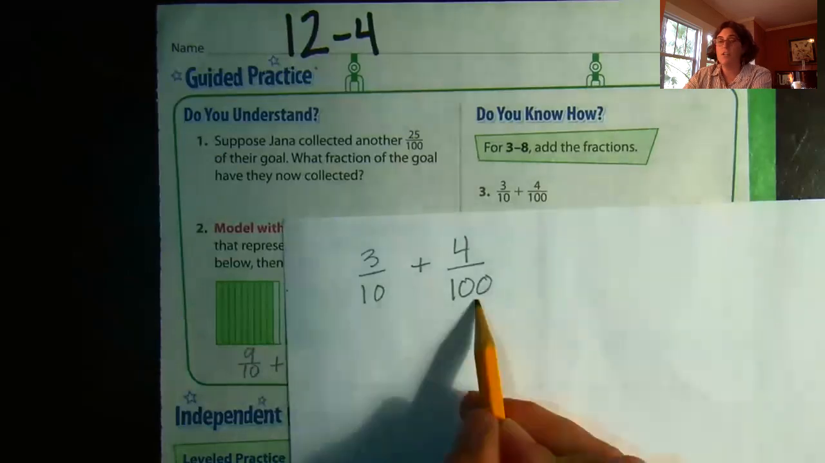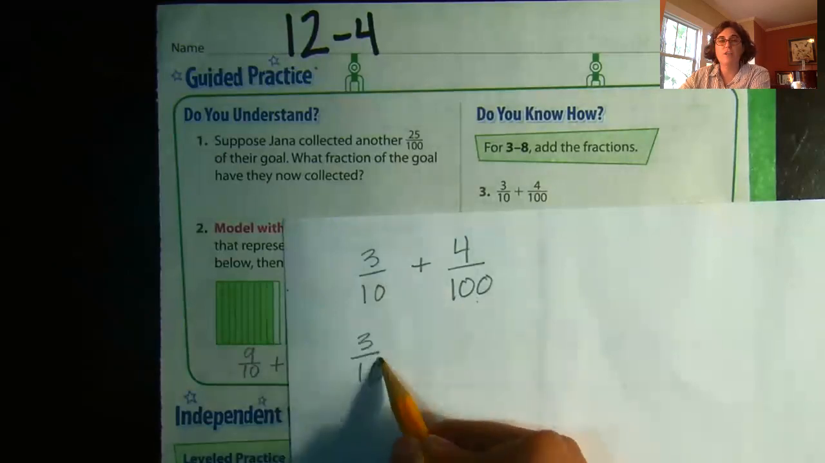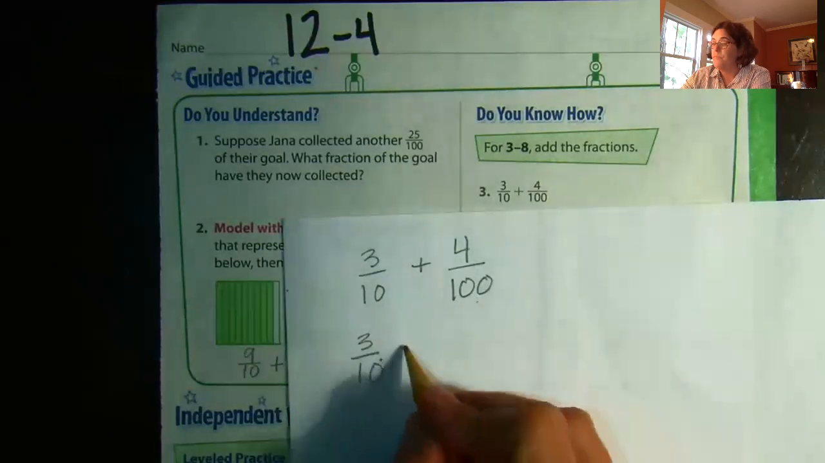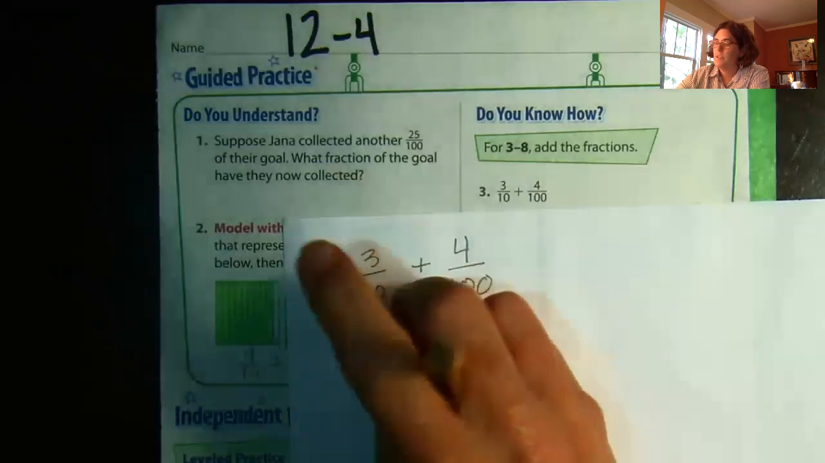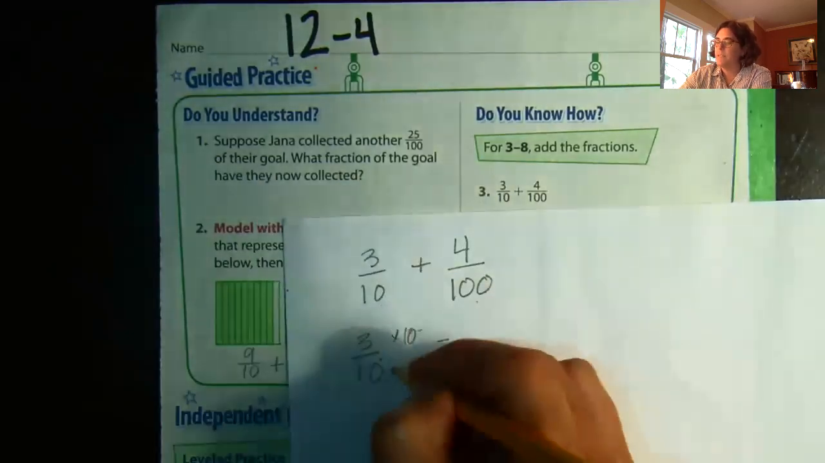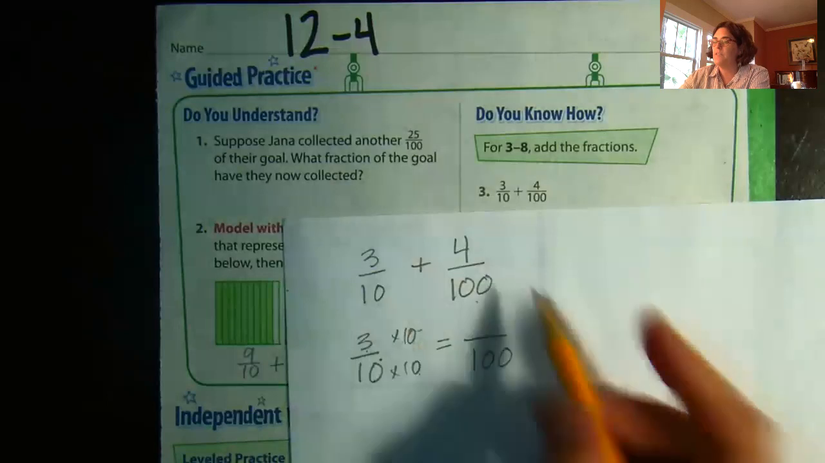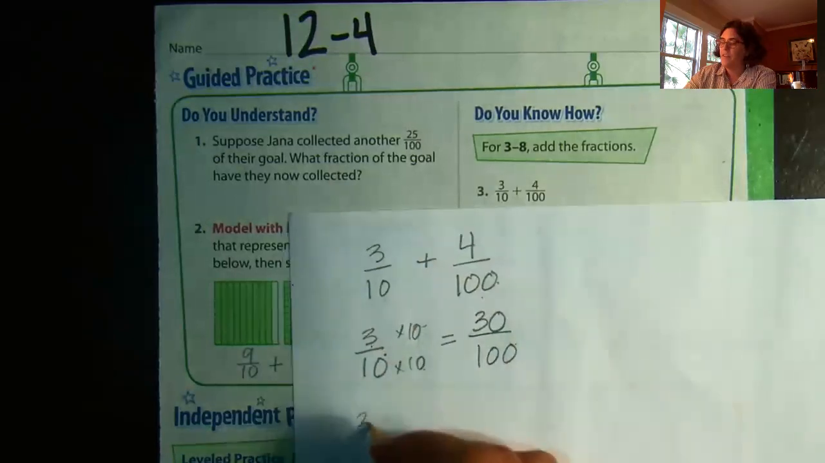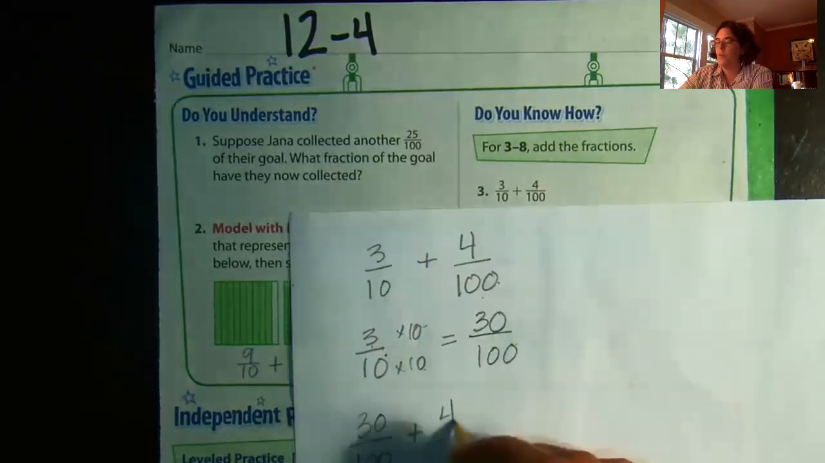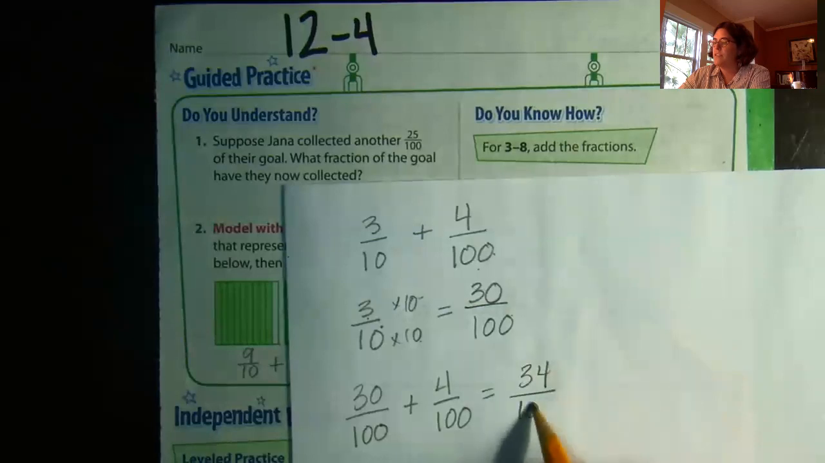Again, to get from 10 to 100, what number do we need to multiply by? Very good, by 10. So I'm going to take my 3 tenths down here so I can figure out my equivalent fraction. I'm going to multiply both the top and the bottom by 10. Times 10 and times 10. 10 times 10 gives me the denominator of 100, and 3 times 10 gives me the numerator of 30. Now we have common denominators, and I can add them. 30 hundredths plus 4 hundredths equals 34 hundredths. Good job.